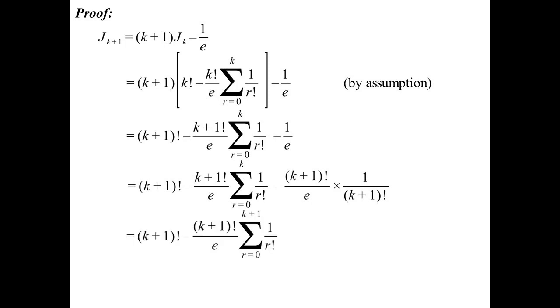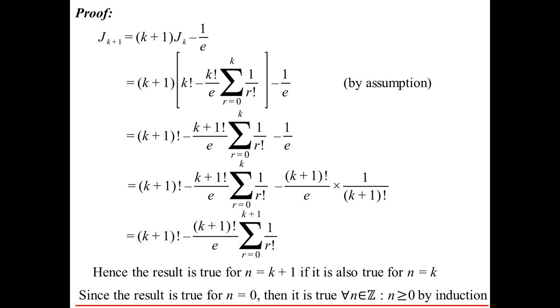Now I've put that term into the sum, because that would be the k plus 1th term of this. So you've got the 1 on k plus 1 factorial, and it's times by the coefficient of the sum. So I can now pull that standalone term into the sum. And that was what we were looking for. So hence it's true for k plus 1 if it's also true for k, and since it's true for 0, and so on and so on.